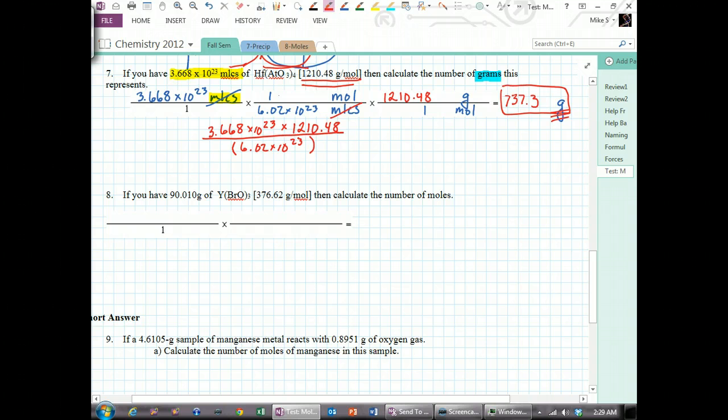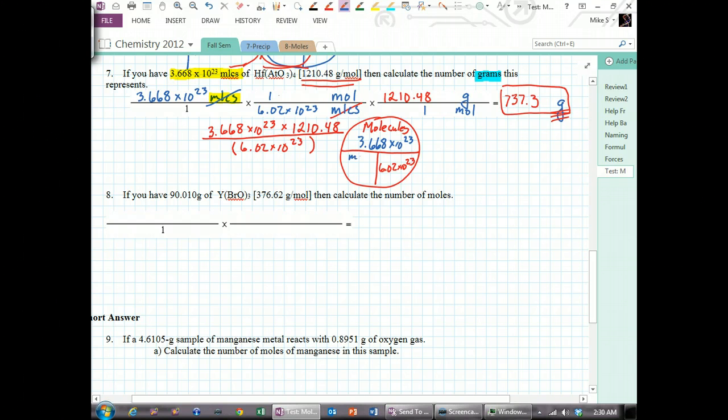Doing this on the circles, it's 2 steps again. You're going to start out with the circle that has molecules on it. So you're then going to divide by Avogadro's number because it's on the bottom, and the number of molecules is 3.668 times 10 to the 23rd.